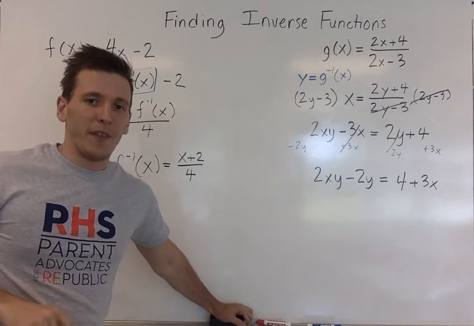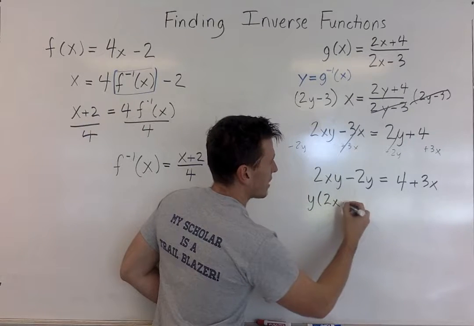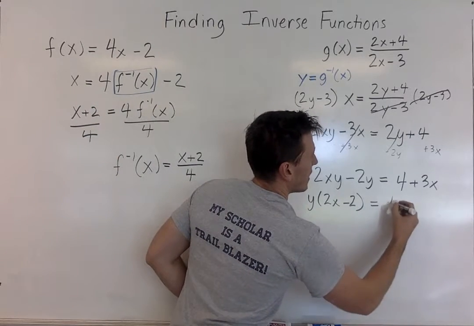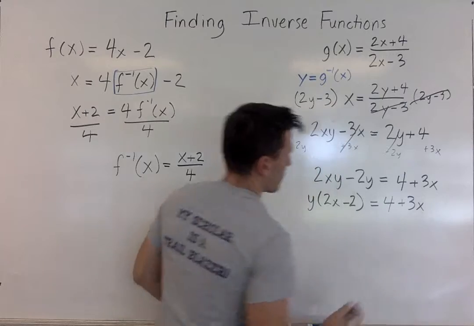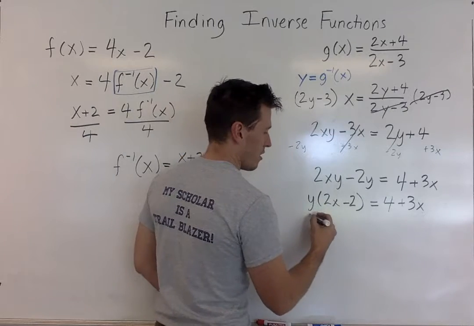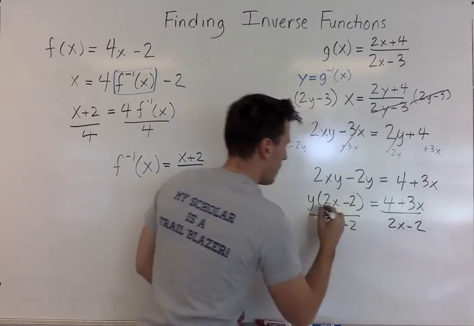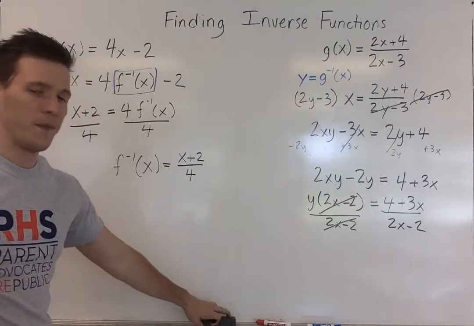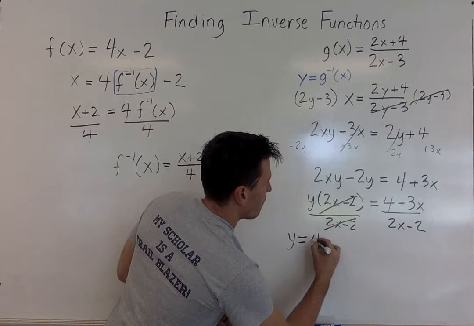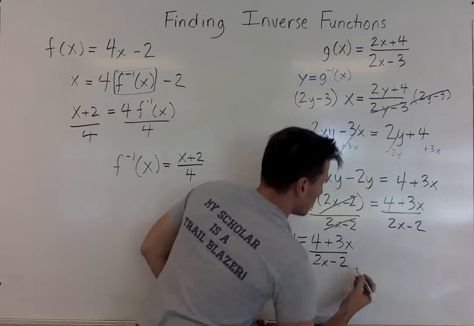Last thing I need to do is factor out that y so that I can solve for it. So this left side becomes y times 2x minus 2. And the right side is still 4 plus 3x. In order to get y all by itself, since this is multiplication, I'll divide both sides by 2x minus 2. And that'll divide to 1 on the left, which means that I finally know that y is equal to 4 plus 3x over 2x minus 2.